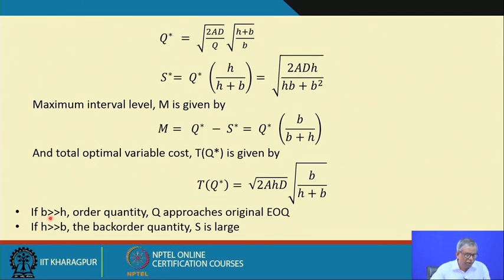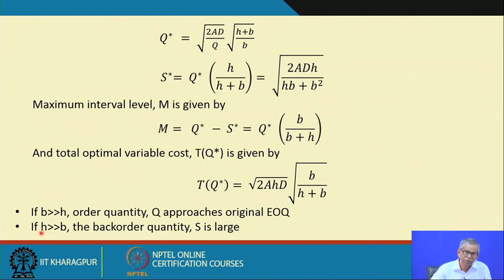One is, if the back ordering cost is substantially greater than holding cost, order quantity Q approaches original EOQ. Is it okay? So this is one conclusion you draw.